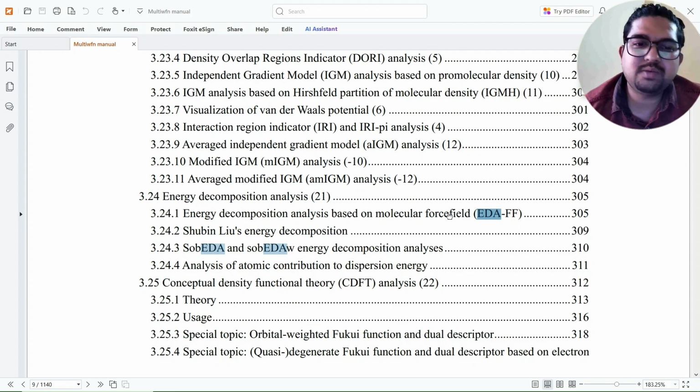The force field based method may not be that reliable, but when you are working with polymers, proteins and similar cases, you can try using it. Mainly we'll be using the Sobereva-Lu energy decomposition method.